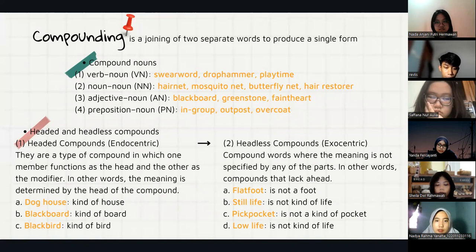The fourth is compound nouns, which have four subtypes: verb noun, noun noun, adjective noun, and preposition noun. Then there are headed and headless compounds.